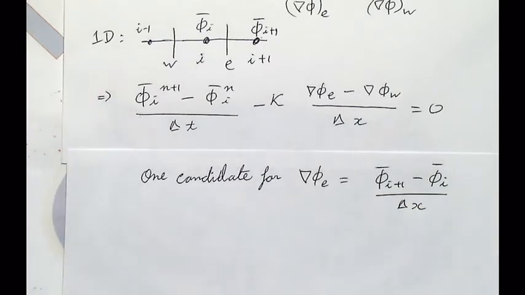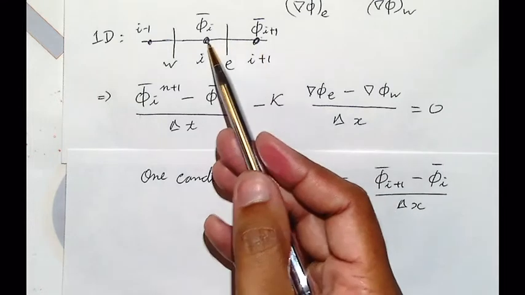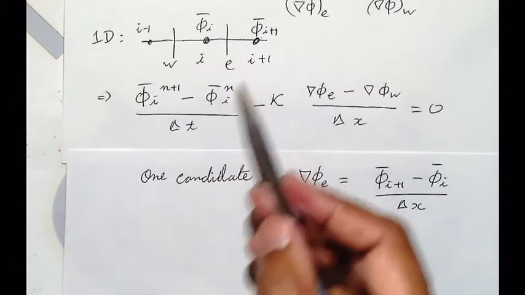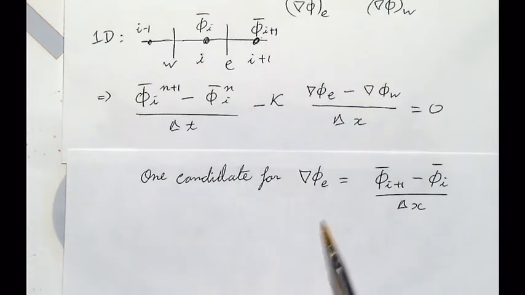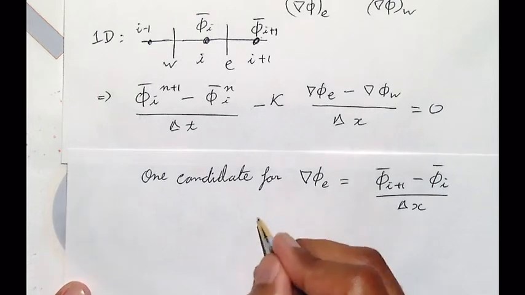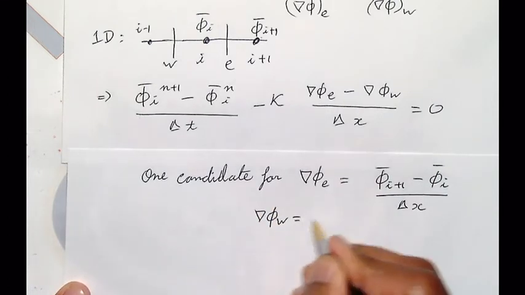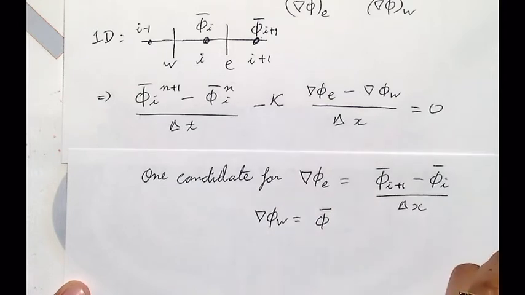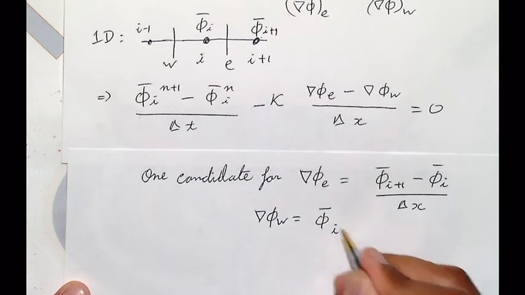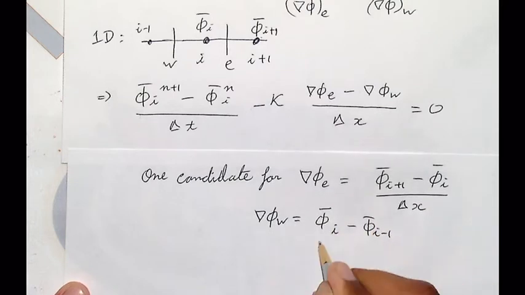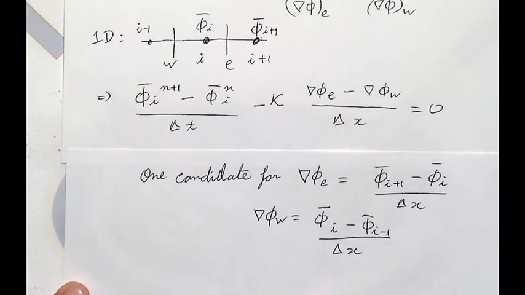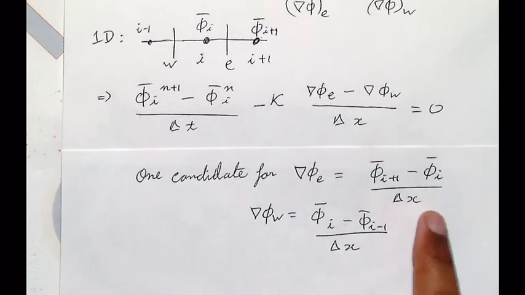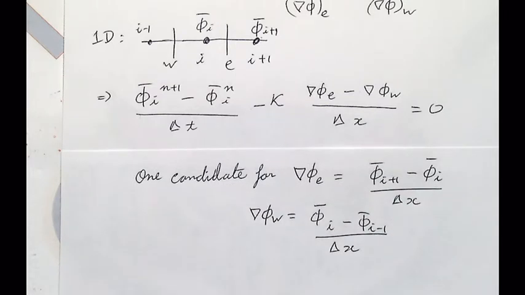So he didn't do much. He just said, okay, I will assume there's linear variation between the cells. So this minus this divided by delta x gives me the slope, which is what we wanted, the slope on the east. Similarly, the slope on the west is phi I minus phi I minus 1. And when I write delta x, I'm assuming all the cells are uniformly sized. If that's not the case, you cannot write delta x. You can write x I plus 1 minus x I.